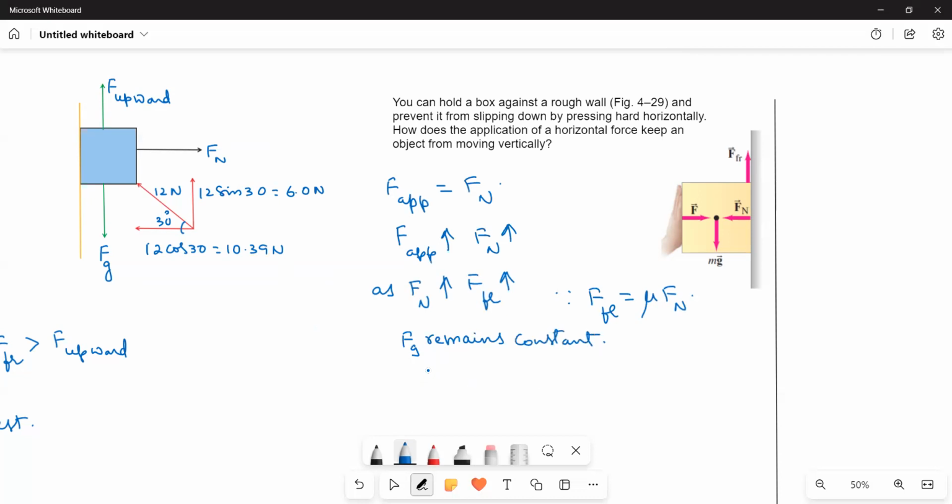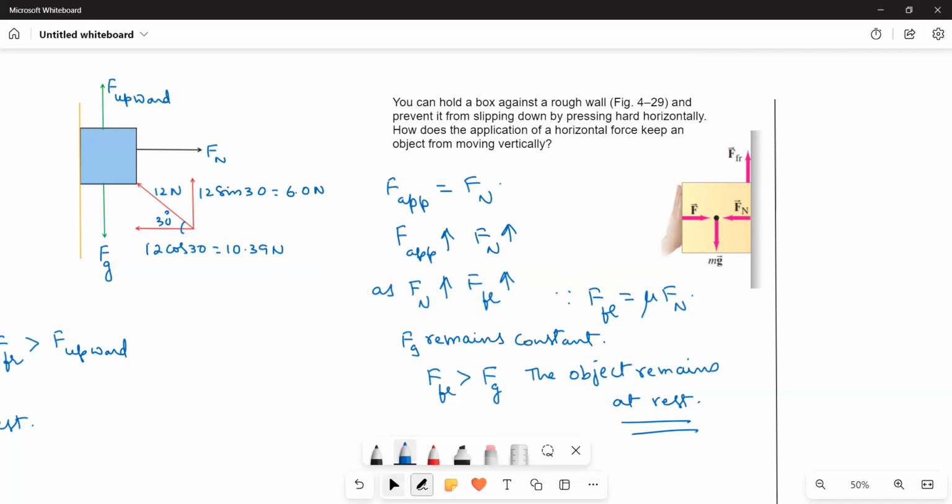Therefore, F friction is greater than Fg, so the object remains at rest. It will not move down or move up because we are forcing against the wall. That is the beauty of friction. And the normal force is also acting not downwards, but against, in the x direction.